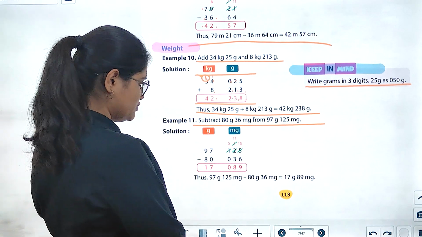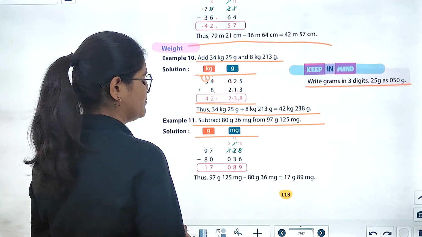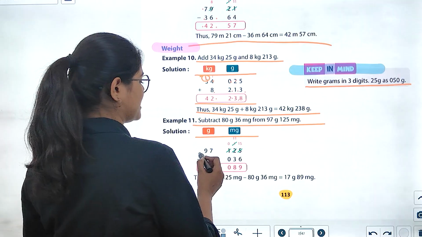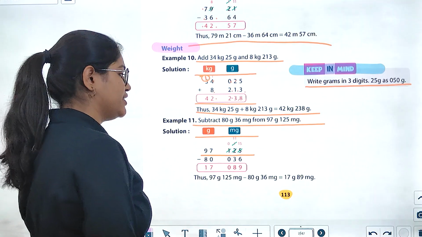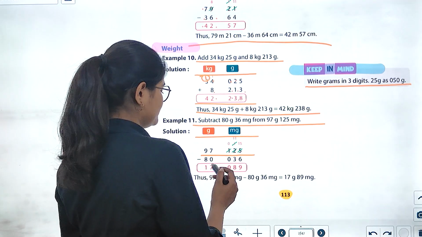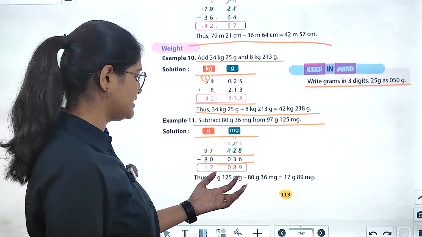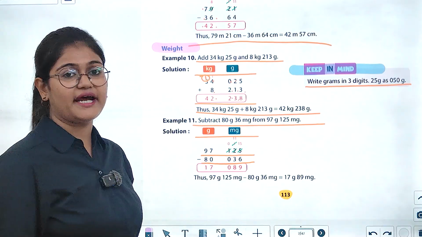So again, we are going to do the same thing. So 2 columns बनाएंगे and then we are going to arrange these numbers. It is 97 gram, 125 milligrams from subtracted 80 grams and 36 milligrams, right?